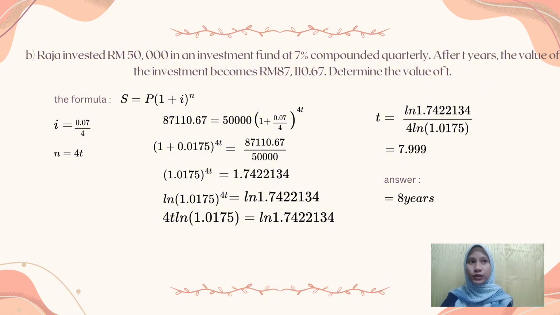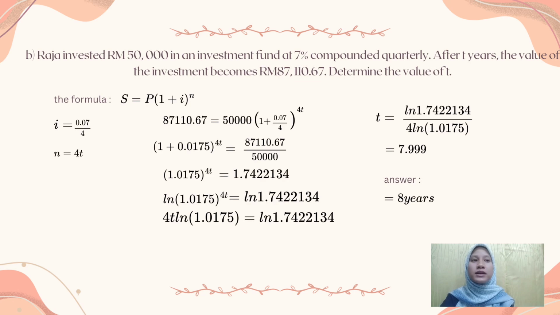We move to question 2B. Read the question carefully and understand it. We should write the formula, and this is the formula. Next, substitute all the known values into the formula. The interest is compounded quarterly, so we divide the annual rate by 4, so it becomes 0.0175, and quarterly compounding means n equals 4t. So this is the equation.